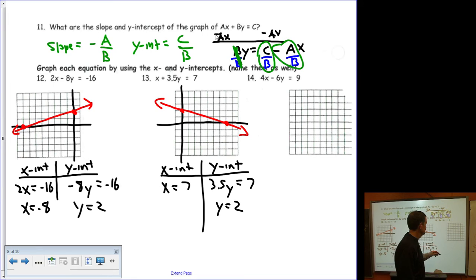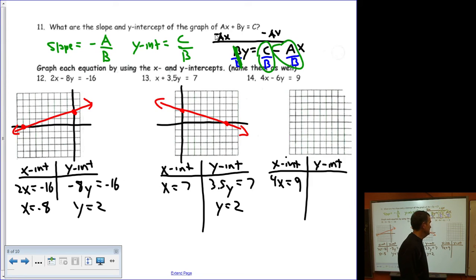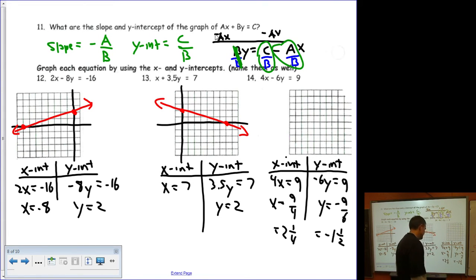Number 14, I need to find the x-intercept, and I need to find the y-intercept. The x-intercept would be where 4x equals 9. The y-intercept would be where negative 6y equals 9. So the x-intercept would be 9/4, or 2 1/4. The y-intercept would be negative 9/6, or negative 1 1/2. So I think I can draw these essentially right in the middle.